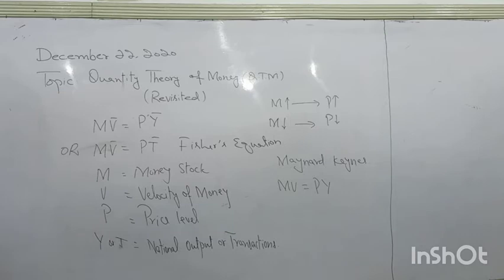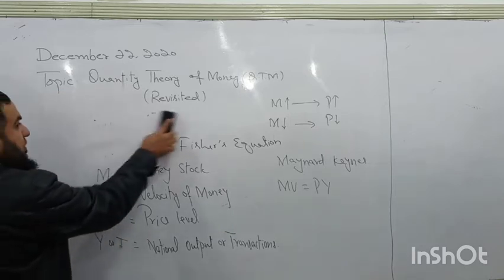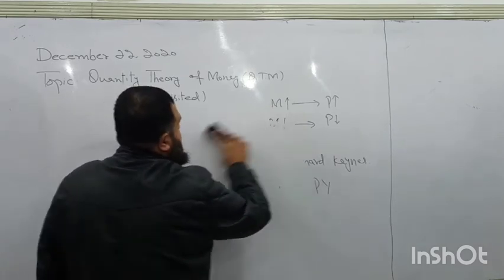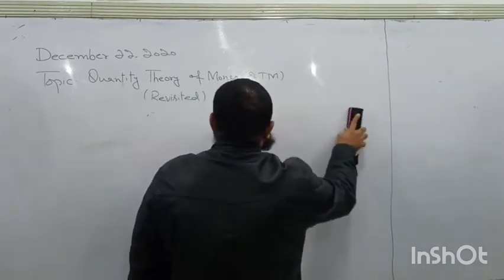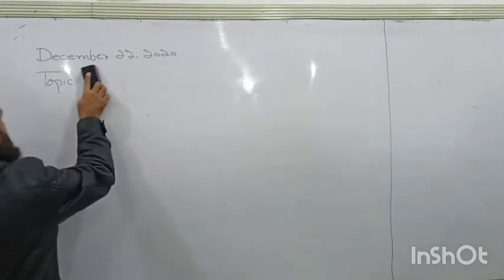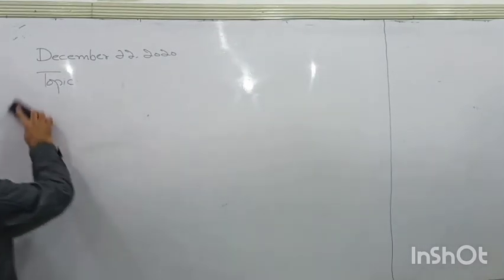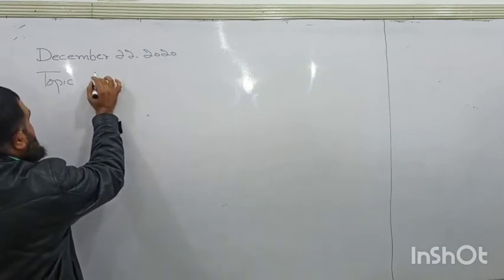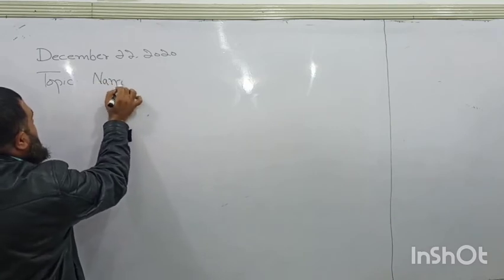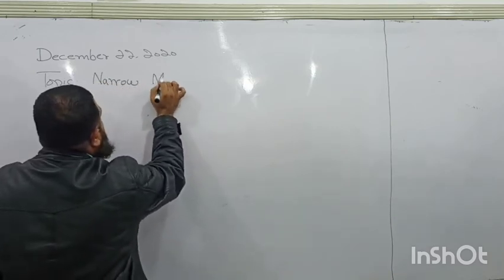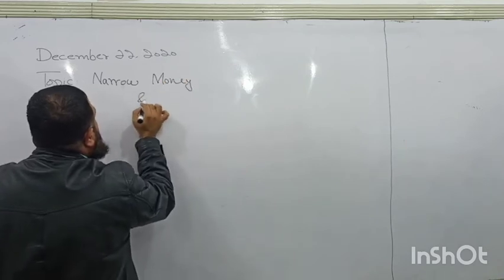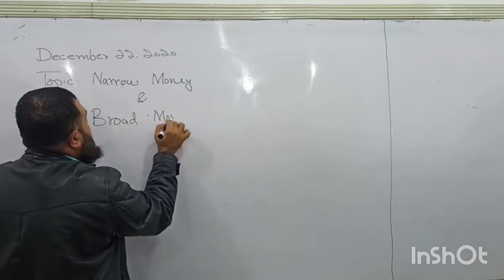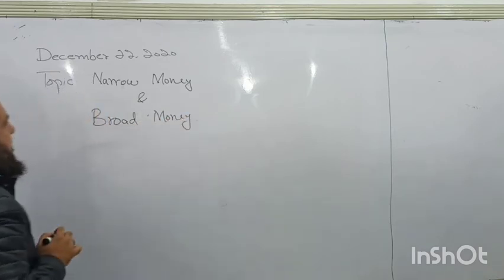I'm moving towards the other forms of money. What are those? What is meant by narrow money and broad money? What is narrow money actually?